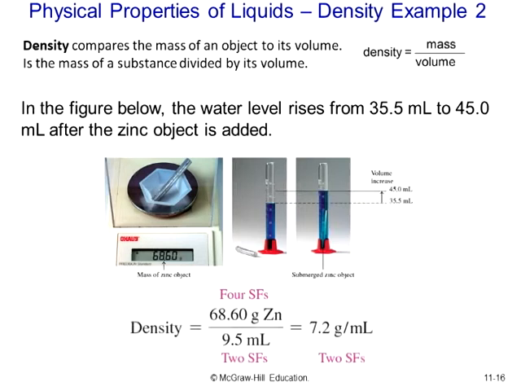So, the density will equal the mass of the zinc, which we read from the scale at 68.60 grams, divided by the water displacement, which is the difference between the two water levels, 9.5. We calculate it through and we get 7.2 with 2 sig figs because we have 2 sig figs in the volume. So this is an example to show you how to calculate the density. But the density is the result of its intermolecular forces.